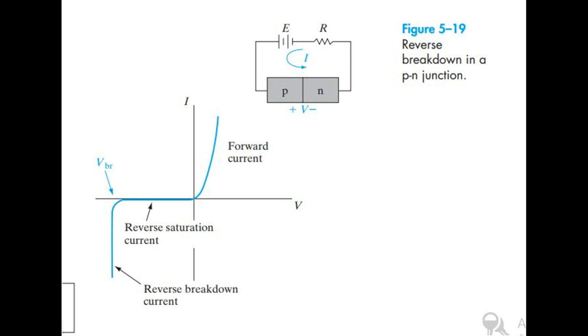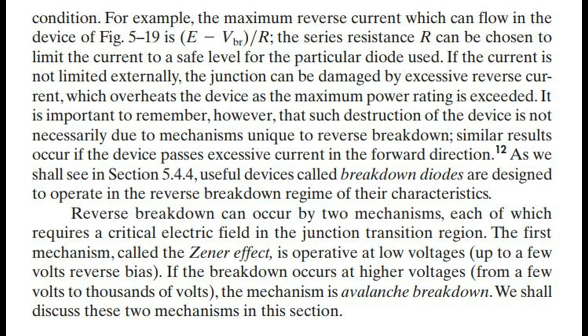If the current is not limited externally, the junction can be damaged by excessive reverse current, which overheats the device as the maximum power rating is exceeded. It is important to remember, however, that such destruction of the device is not necessarily due to mechanisms unique to reverse breakdown. Similar results occur if the device passes excessive current in the forward direction, as we shall see in section 5.4.4. Useful devices called breakdown diodes are designed to operate in the reverse breakdown regime of their characteristics.